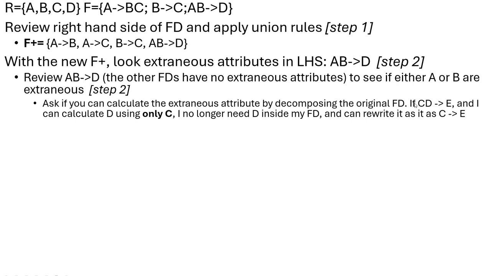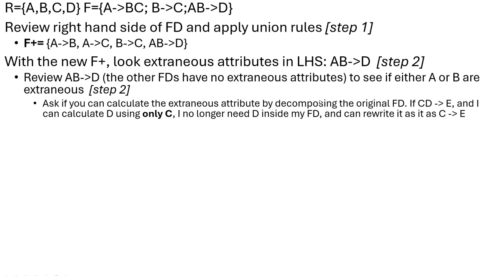So essentially, if I have a functional dependency CD, which implies E, and I can calculate D using only C, I no longer need D inside this original functional dependency, as I can calculate D elsewhere, okay? So essentially, we're trying to ask, can I remove either one of these because I can calculate them somewhere else at some point? Or essentially, one of the other guys can calculate them. So again, to reiterate, we're just trying to see if we can minimize our functional dependencies so that they're not so extraneous with their attributes, okay?